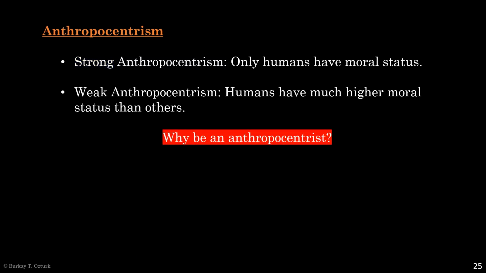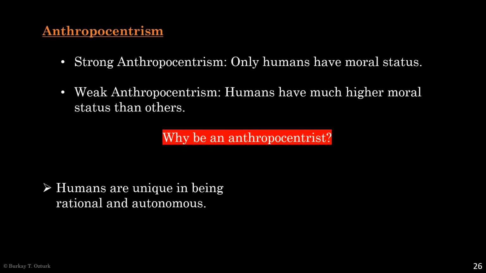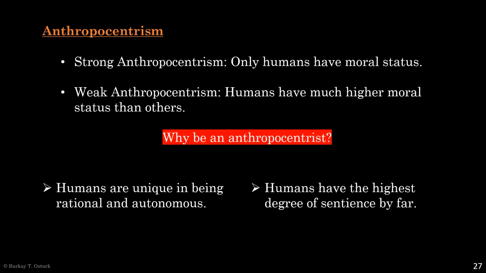Among environmental ethicists, anthropocentrism is a dirty word. It is often used as an insult or as a way of dismissing someone's views, like, don't listen to Adam, he's an anthropocentrist. This might make you wonder why anyone would be an anthropocentrist. We can identify many reasons, but two of them are the most popular. First, one might claim that humans are unique in being rational and autonomous, and rationality and autonomy are necessary conditions for moral status. Or you can claim that humans have the highest degree of sentience by far, which is supposed to confer to them unique or relatively high moral status.